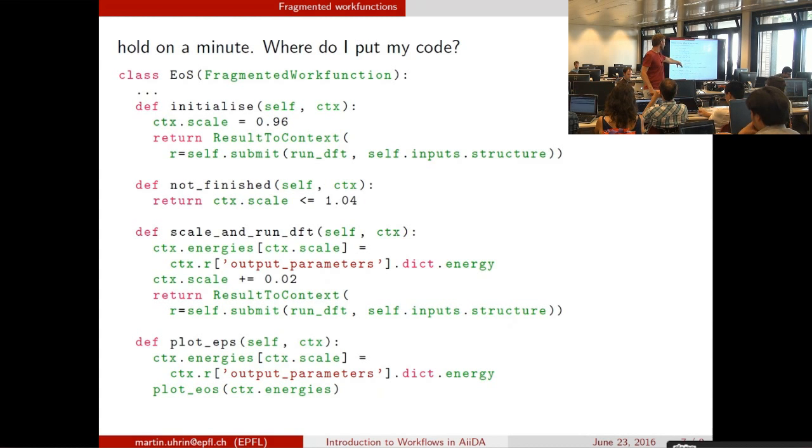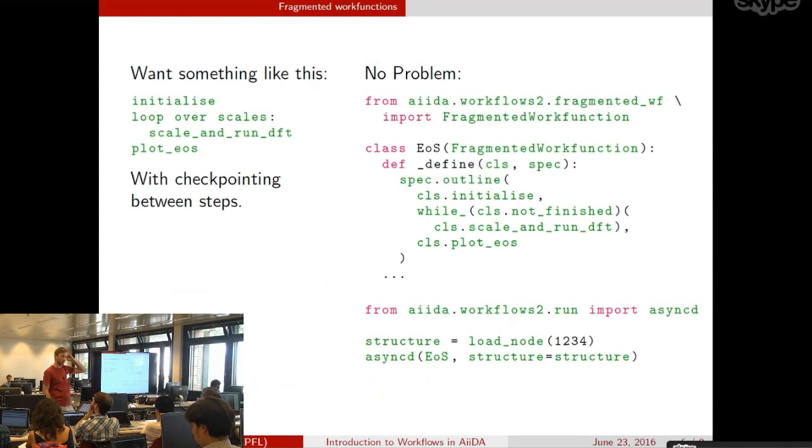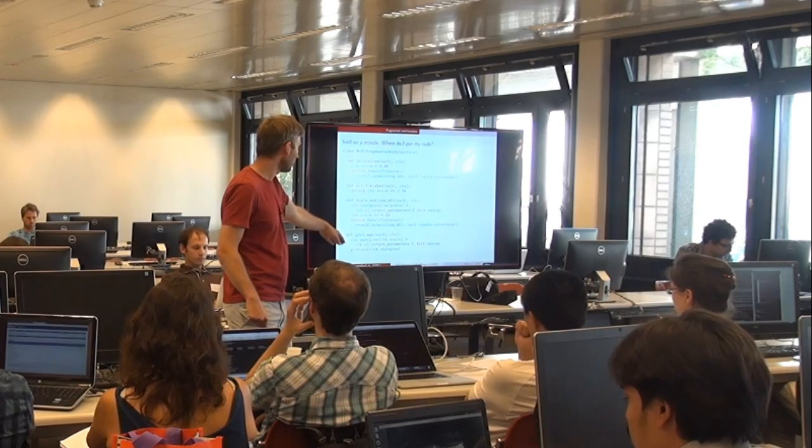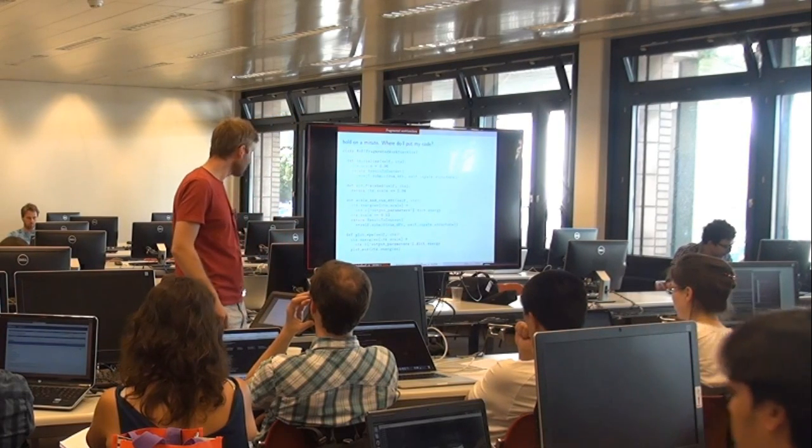So let's say my DFT calculation gives me out an energy. Well, I can go to the results, the output parameters, go to the dictionary, get the energy out, save it, and then use the context to up the scale to the next point in the equation of states I want to go to, and then loop around. And actually, you can see the way the loop's happening is from my original definition in my fragmented work function. I've got these special constructs like while, or you'll see an if as well, that allow you to do simple branching and looping inside your workflow, because without it, it's impossible. You always need some kind of logic that it can decide on. And then once I'm done, I can just plot the results and my work function finishes.